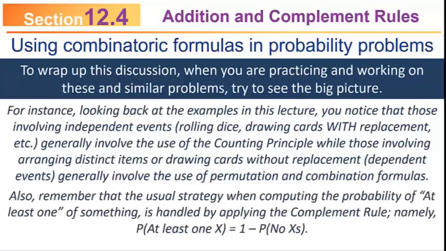Another thing I'd mention in closing is that the usual strategy when you're computing the probability of at least one of something, you handle that by applying the complement rule. In other words, go ahead and calculate the probability of getting none of those things, and then the probability of at least one of them is 1 minus the probability of none of them. There are other things I could mention, but I just want to get you thinking about looking for the big picture as you work through these problems. It's going to make your test taking experience much better.